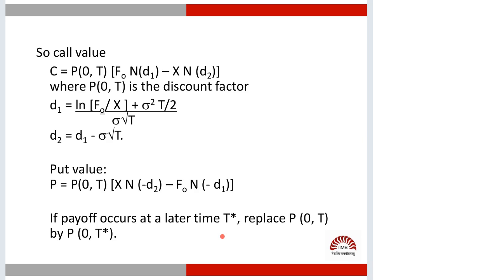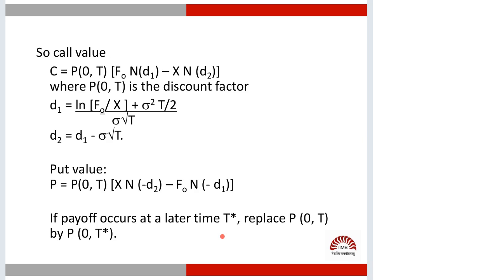One could extend the story to the put value, and one can easily see that the put value is nothing but given by that expression, where again D1 and D2 are exactly the same as the earlier case. It's just that now you look at minus D1 and minus D2. N is the same argument, the cumulative density function of a normal distribution, and the rest of it. So you address that in that sense.